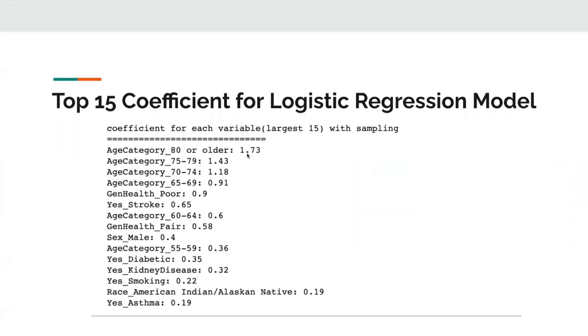Similarly, the most influential variable is also the age category, with age older than 18. And the second one is age from 75 to 79, and so on.